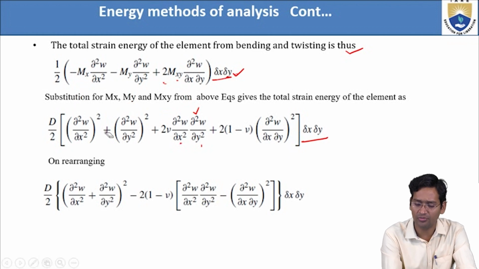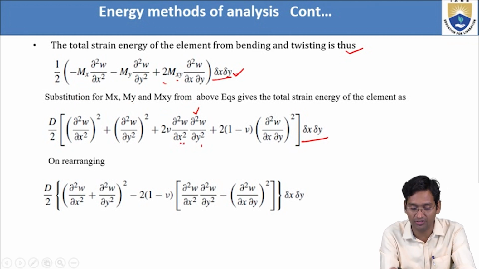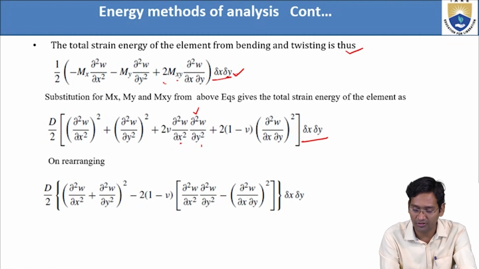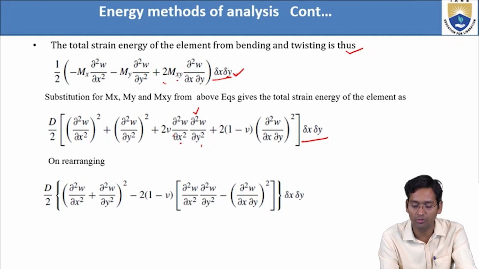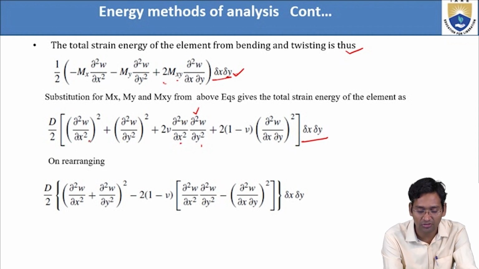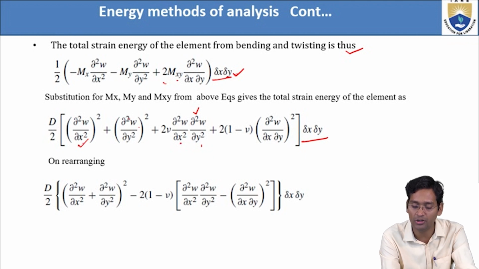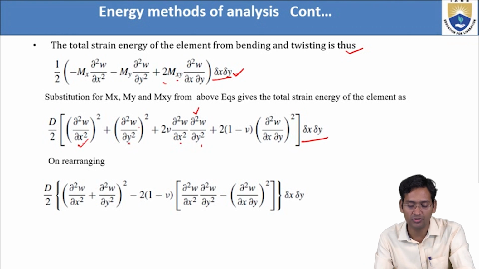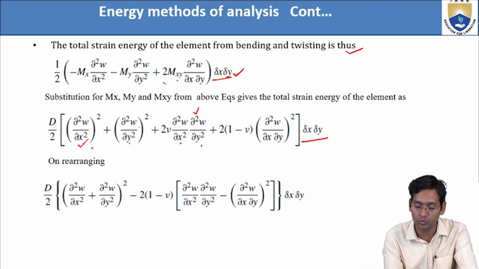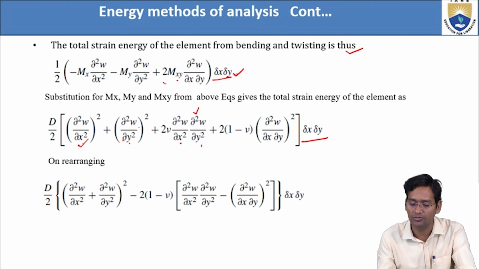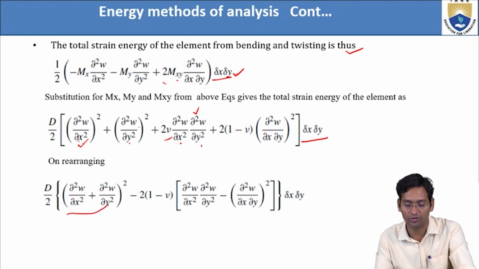Now just rearrange this, and collect whatever terms are of the same type. Now see here, (∂²w/∂x²) plus (∂²w/∂y²), right, squared will be there. You can write a square, where a is ∂²w/∂x², plus b square, where b is ∂²w/∂y². So a square plus b square plus 2ab we require, so plus 2 into this into this. We can write this as a plus b whole square.